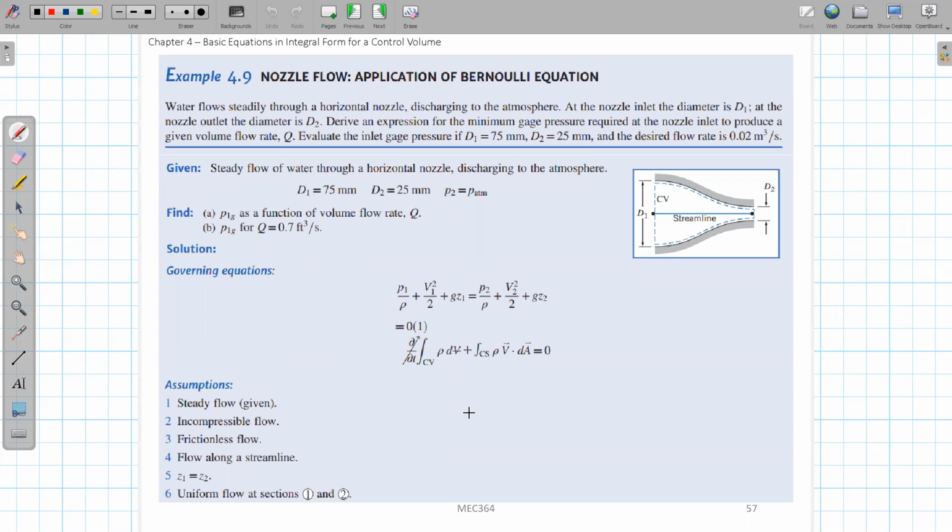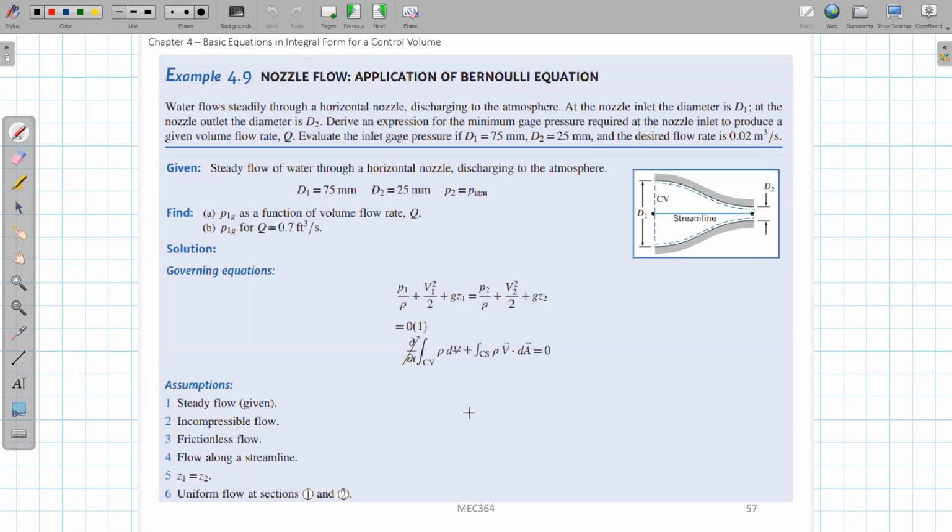All right, so for this problem, we have a nozzle, and it's a one-dimensional flow. The inlet and outlet of this nozzle have different diameters. For the inlet, we know the volume flow rate, Q. You should know how we convert from the volume flow rate to the mass flow rate: you just need to multiply this Q by the density at the inlet, and you will know what the mass flow rate is.